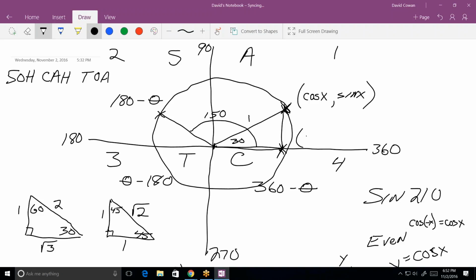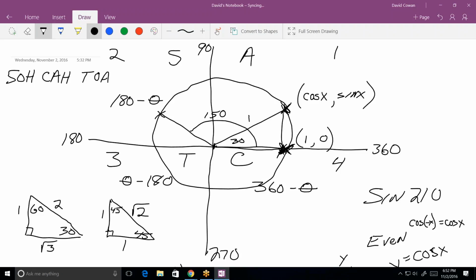Is it not 1, comma, 0? I'd say, yeah, I'd say 1 and 0. Yeah, actually I didn't draw the point right. The point is right there, okay?